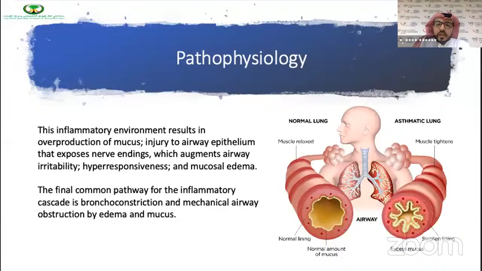As you can appreciate from the previous few slides, it's an inflammatory-rich environment. This will result in overproduction of mucus and injury to the airway epithelium that exposes nerve endings, which augments further airway irritability, hyperresponsiveness, and even worsening mucosal edema. And the final common pathway for the inflammatory cascade is bronchoconstriction and mechanical airway obstruction by the edema and the mucus.